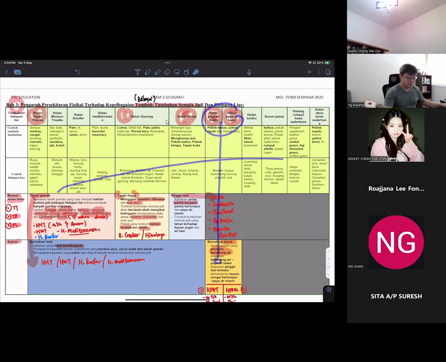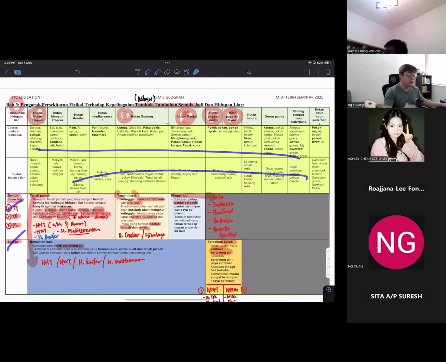So the remaining hutan. So guys, do you guys need me to memorize what is the tanah, tumbuhan, and then the hidupan liar? Do you think we have time? Yes or no? Okay, on your own, guys. All the hutan here, memorize on your own. So the 2 factor, finish already.